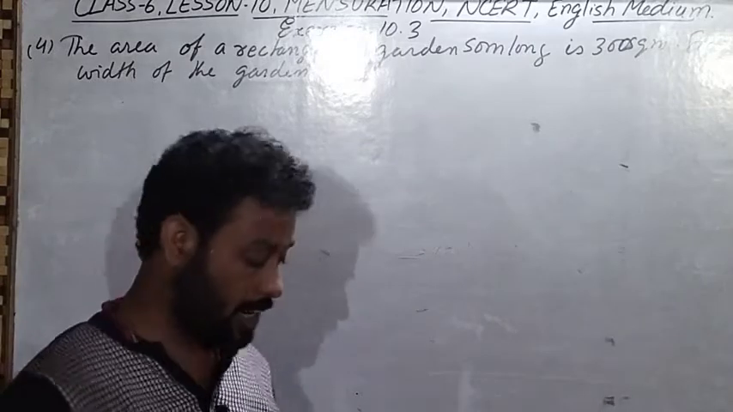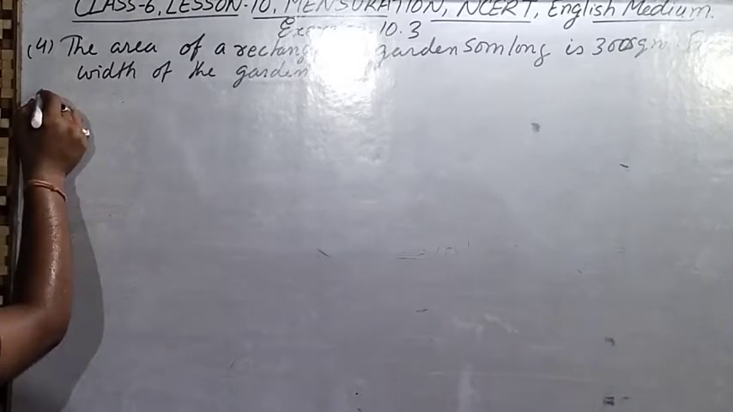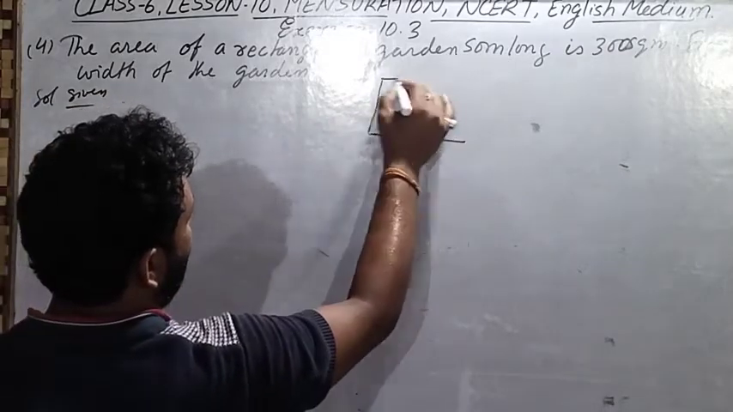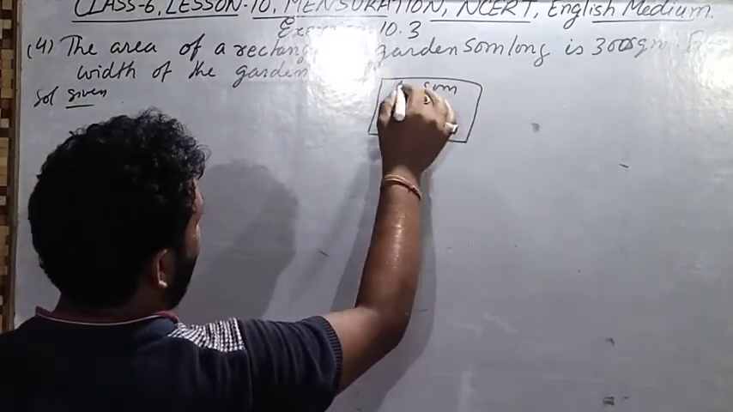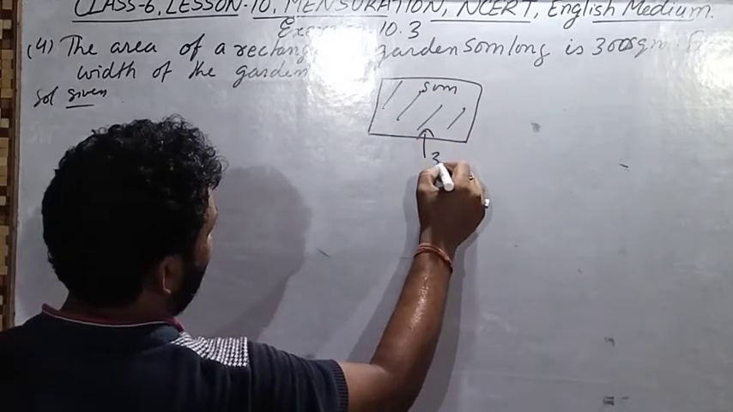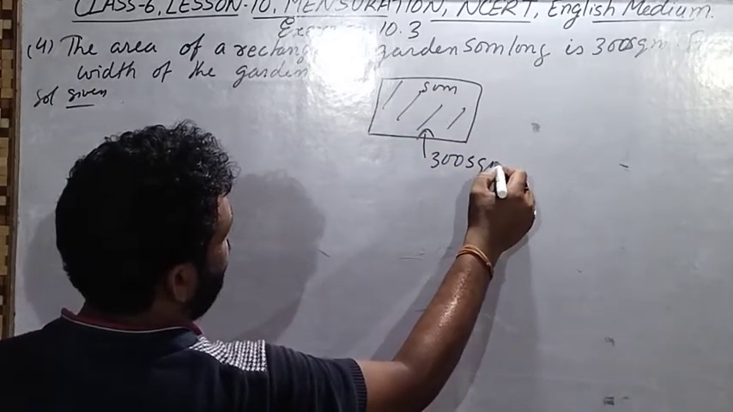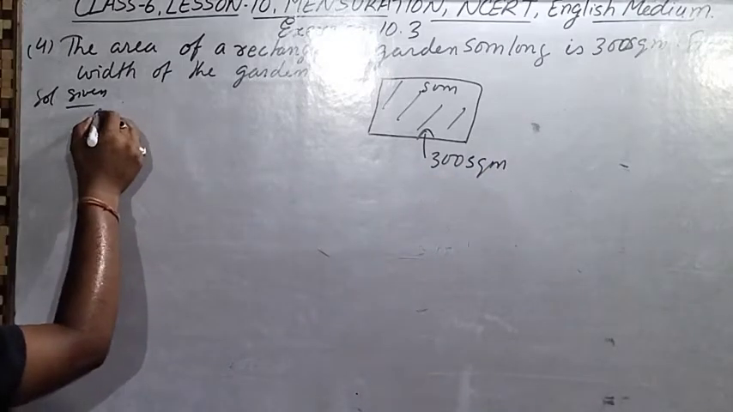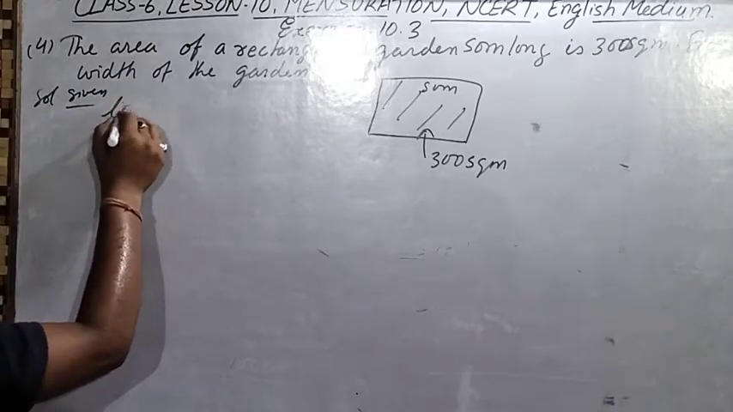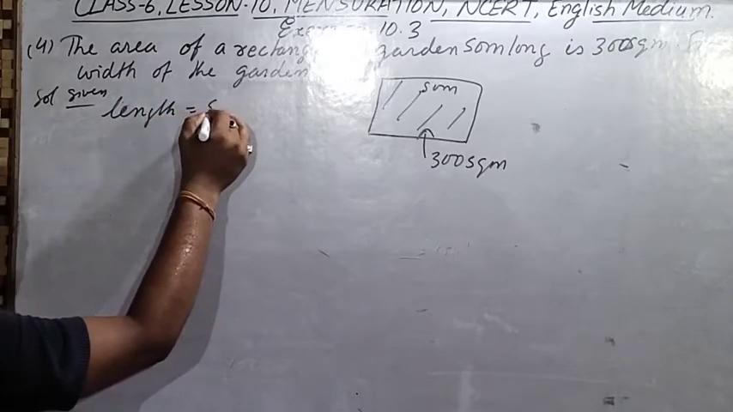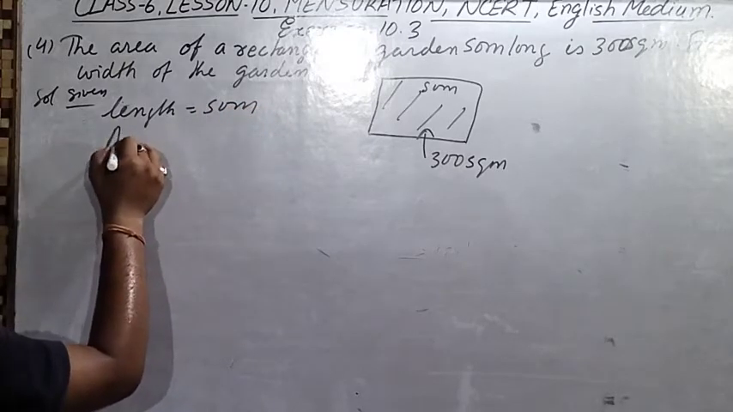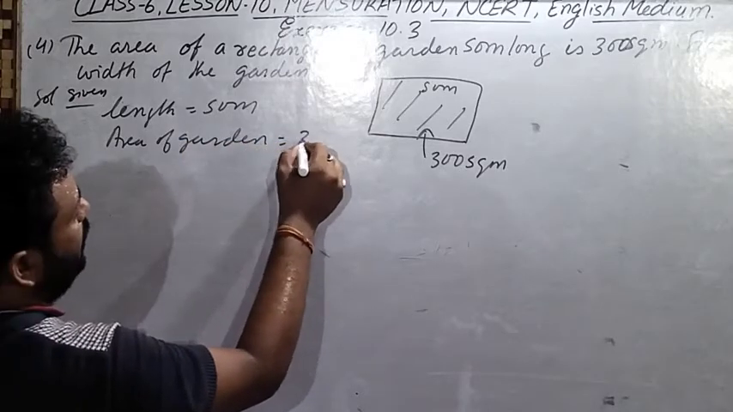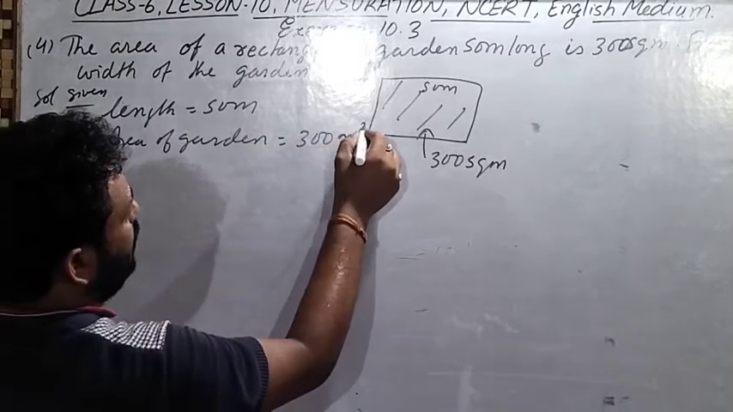So question says that area is given. What is given? You write first. Understand the question. A rectangular garden is there whose length is 50 meter and area is given 300 square meter. So given, you write here, given length equal to 50 meter, area of garden is equal to 300 meter square.